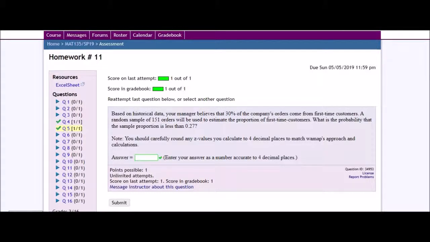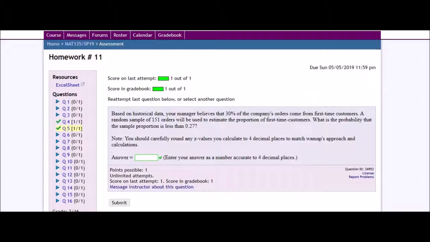Hello students, here's another question from homework number 11, the distribution of the sample proportion. The question says, based on historical data, your manager believes that 30% of the company's orders come from first-time consumers or customers. A random sample of 151 orders will be used to estimate the proportion of first-time customers. What is the probability that the sample proportion is less than 0.27?